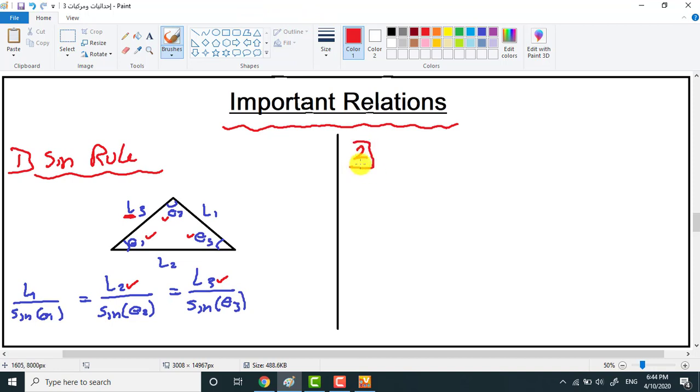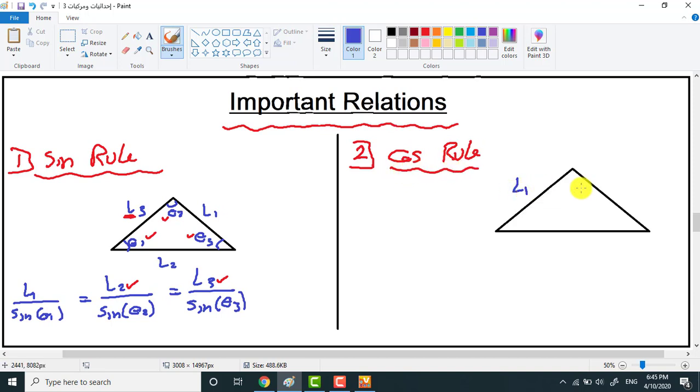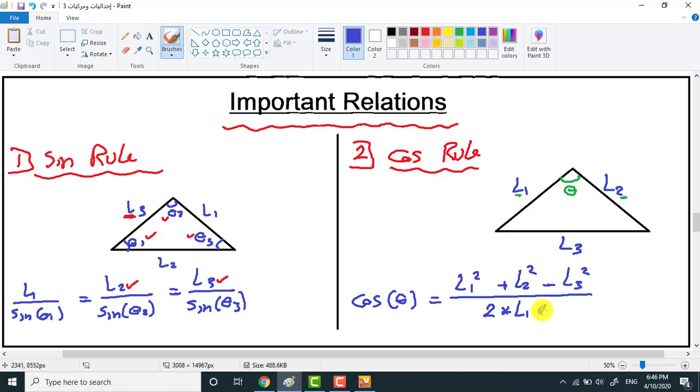Also, we want to remember the cosine rule. If we have three lengths L1 and L2 and L3 and we want to know the internal angle theta between line L1 and the line L2, we can determine this angle from cosine rule, which call cosine theta equal L1 square plus L2 square minus L3 square over 2 L1 L2.